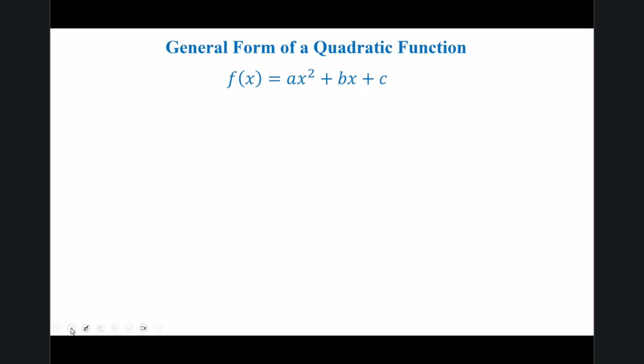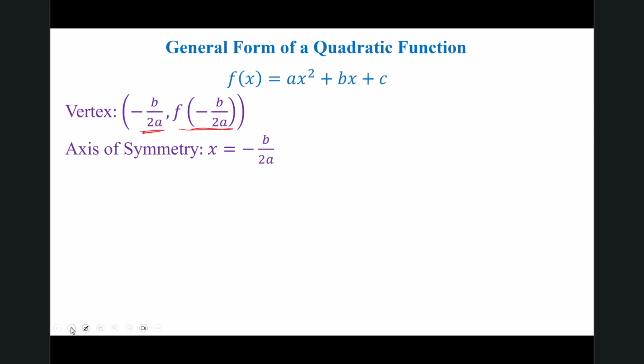The general form of a quadratic function looks like f of x equals ax squared plus bx plus c. To find the vertex, we can use negative b over 2a for the x-coordinate of the vertex. And the y-coordinate of the vertex is the y-coordinate that goes with that x-coordinate, so f of negative b over 2a. Our axis of symmetry is represented by the line x equals negative b over 2a.